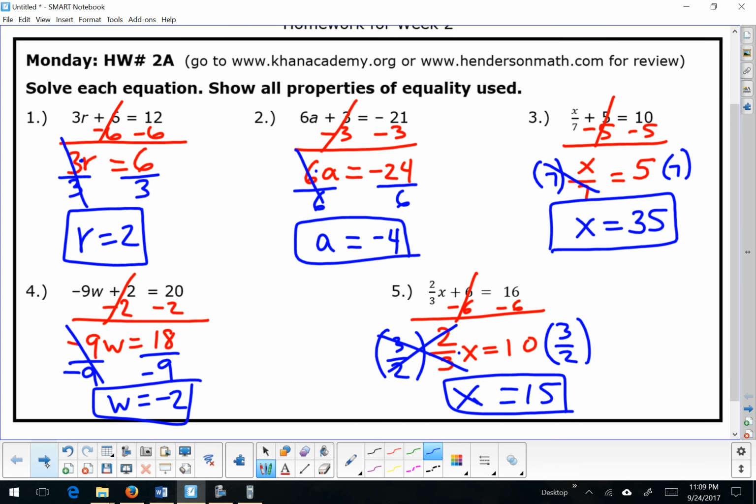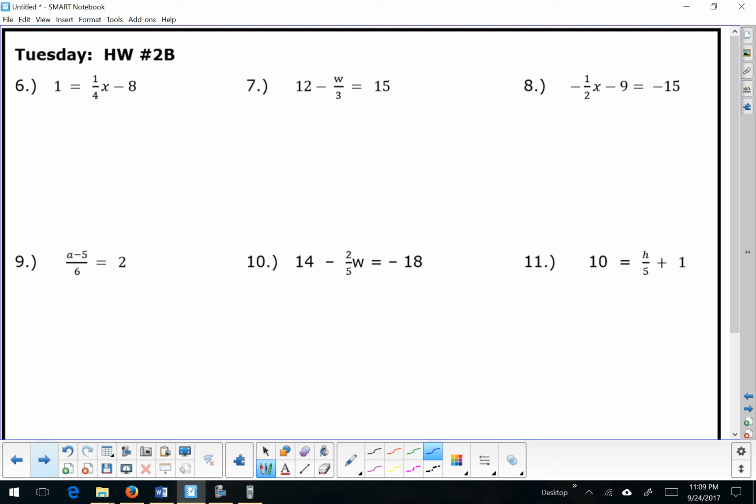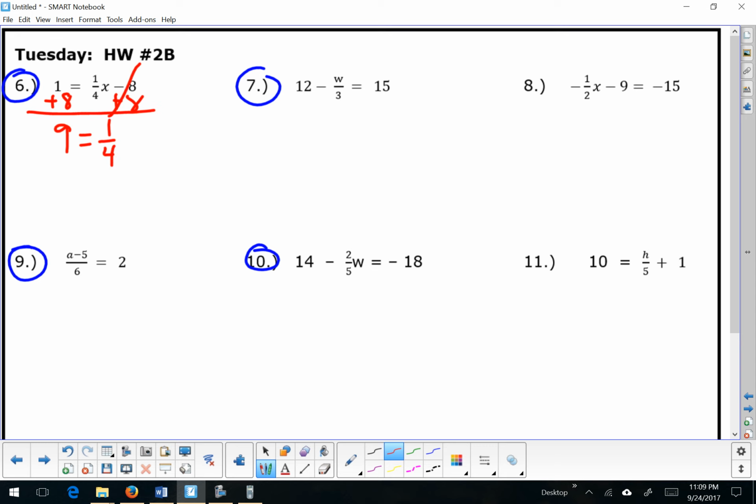Let's take a look at the second box for Tuesday. I think I'm going to solve number 6, number 7, definitely number 9, and maybe number 10. Alright, so number 6. The variable's on the right-hand side this time, and the constant comes after it here, so I'm going to add 8 to both sides. I'm going to rewrite this. 9 equals 1/4 x. Again, if your coefficient is a fraction, you multiply by the reciprocal, so flip that fraction over.